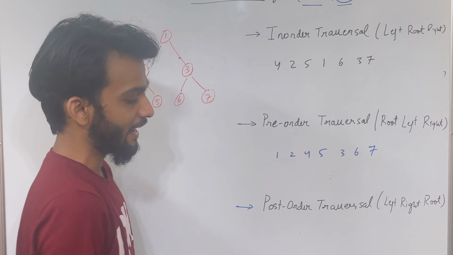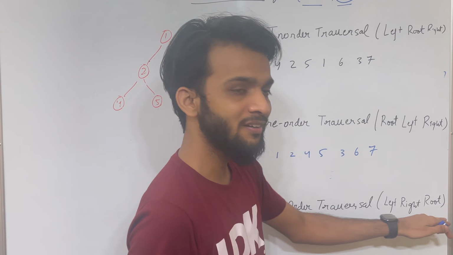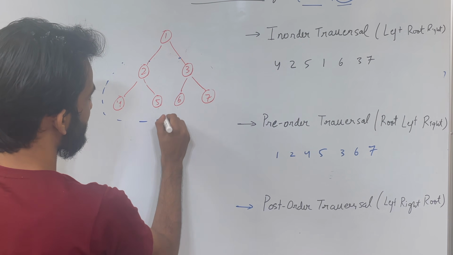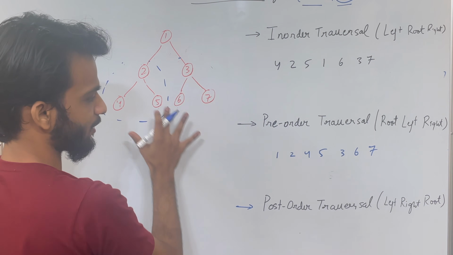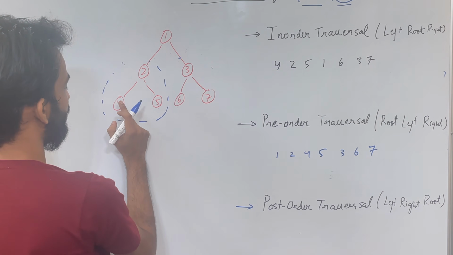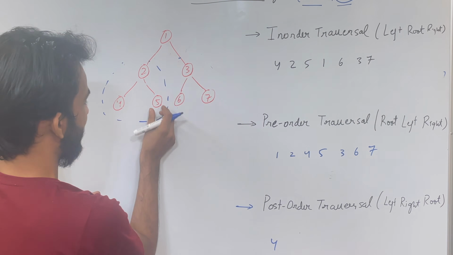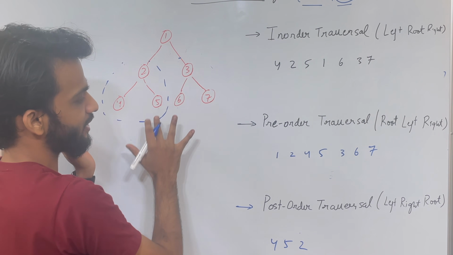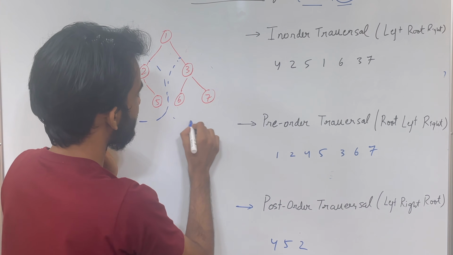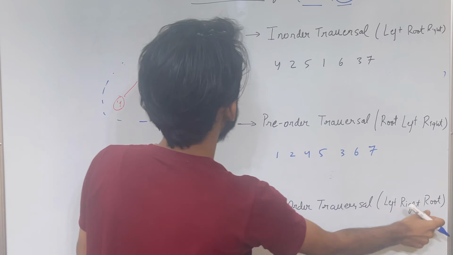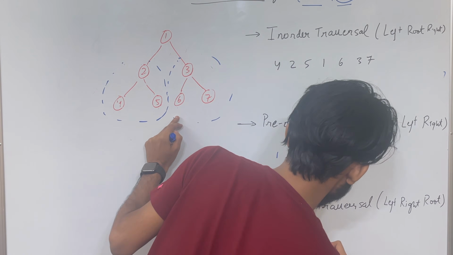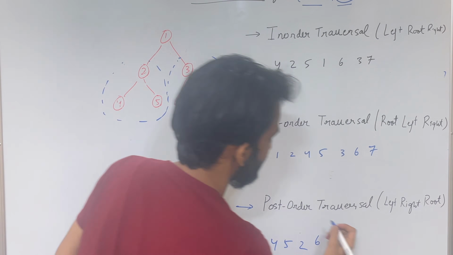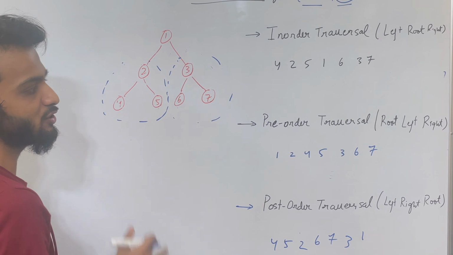Now what about the post-order traversal? It's left, right, root. So basically the entire left first. So this is the left subtree. In this subtree, again apply left, right, root. That's done for the left subtree of the entire tree. Then you go to the right. So this is your right. In this right, apply left, right, root: 6, 7, 3. Left is done, right is done. Again, this will be your root. So this will be the post-order traversal for this tree.